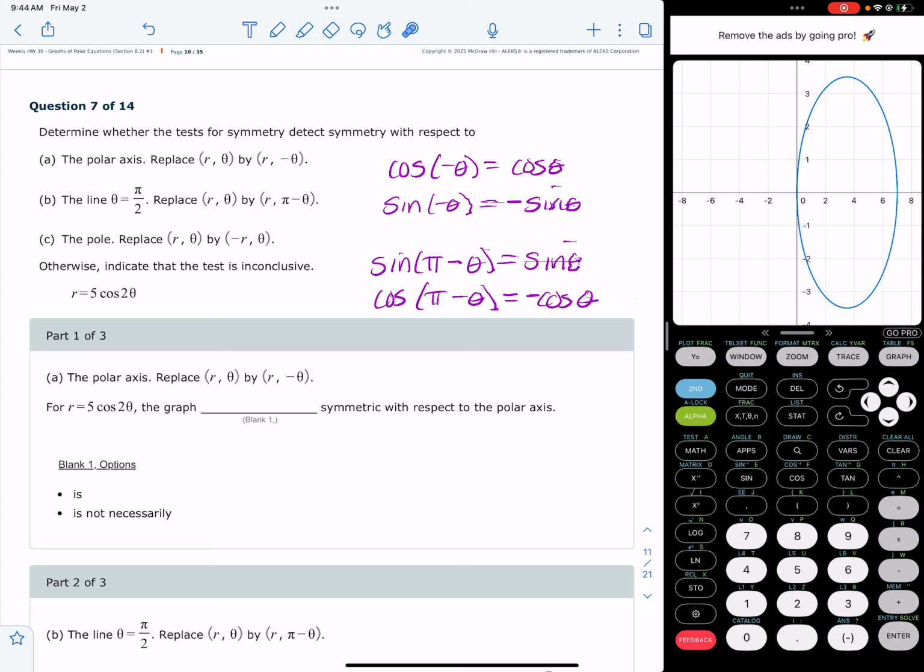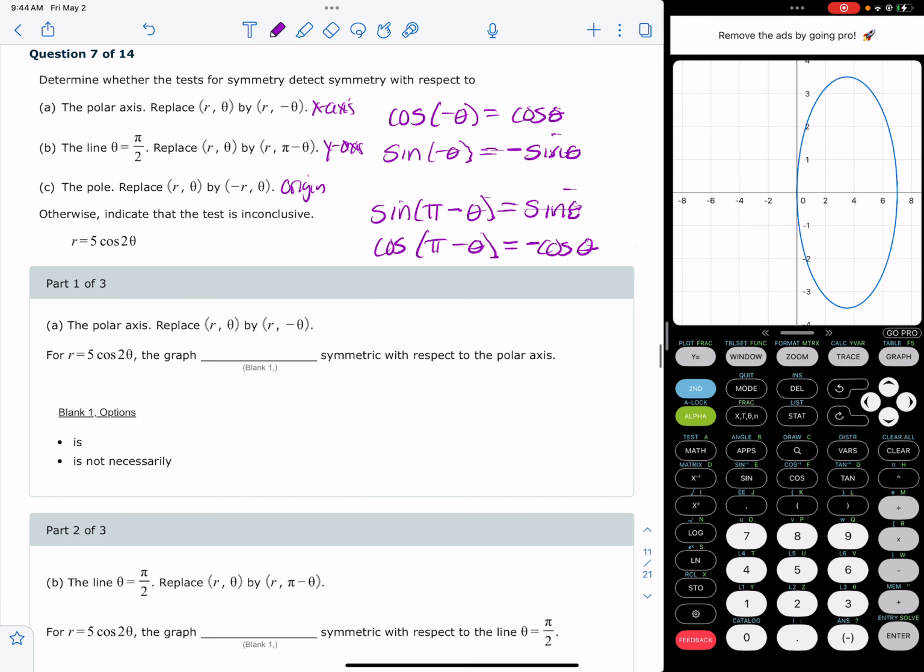So the line theta equals 90 degrees is... this is x-axis symmetry. This is y-axis symmetry. And this is origin symmetry if you're relating it back to our rectangular situations.